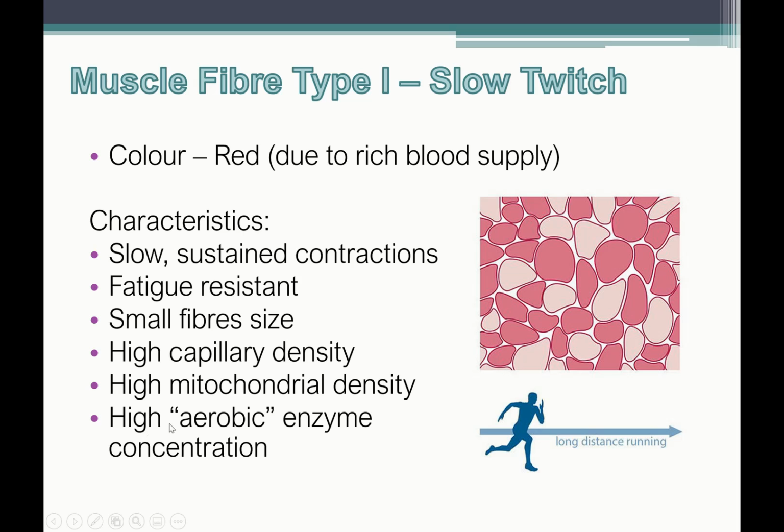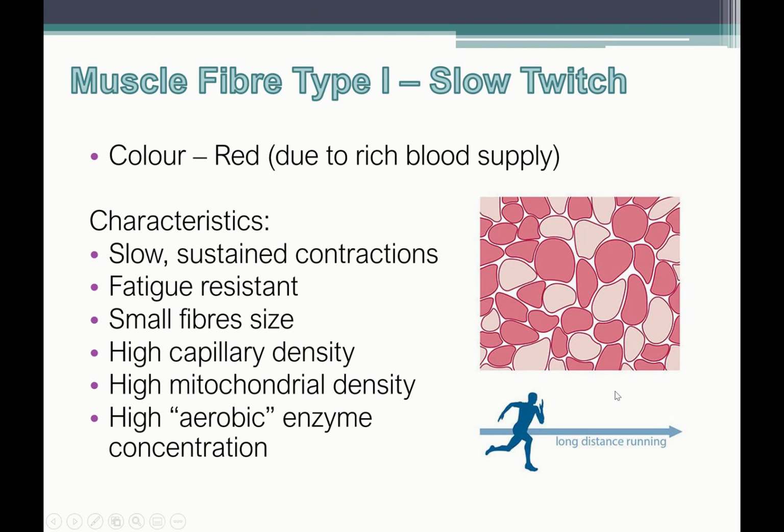In addition to that, we also have more aerobic enzyme concentration. So enzymes are things which break fuels down. As I've just mentioned, we're using fat and carbohydrate for fuel. You wouldn't be able to use that without enzymes which break that fuel up so that it can then be converted into energy. So basically, the more enzymes we have, the more energy we're able to convert.